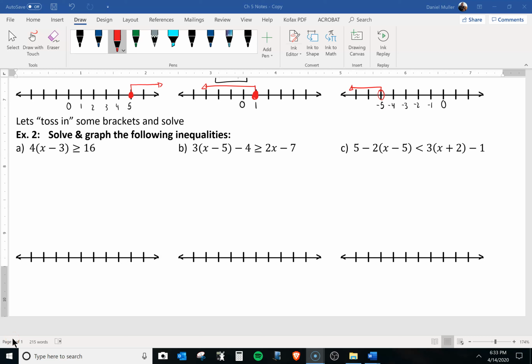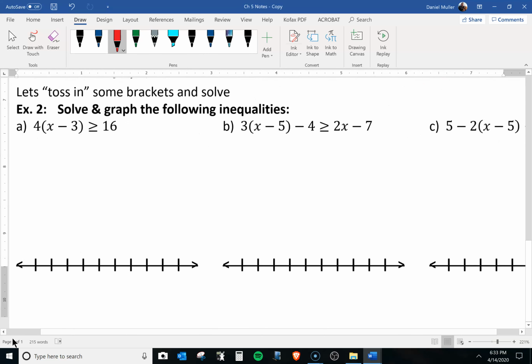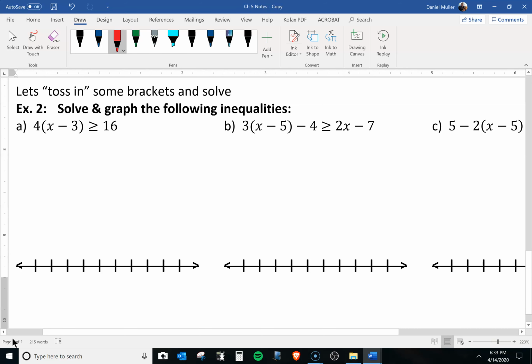Last example here, example 2: solve the following and graph the inequalities. I just wanted to point out, if I do go too fast for you in these, or if you miss something, you're going to need to watch it.